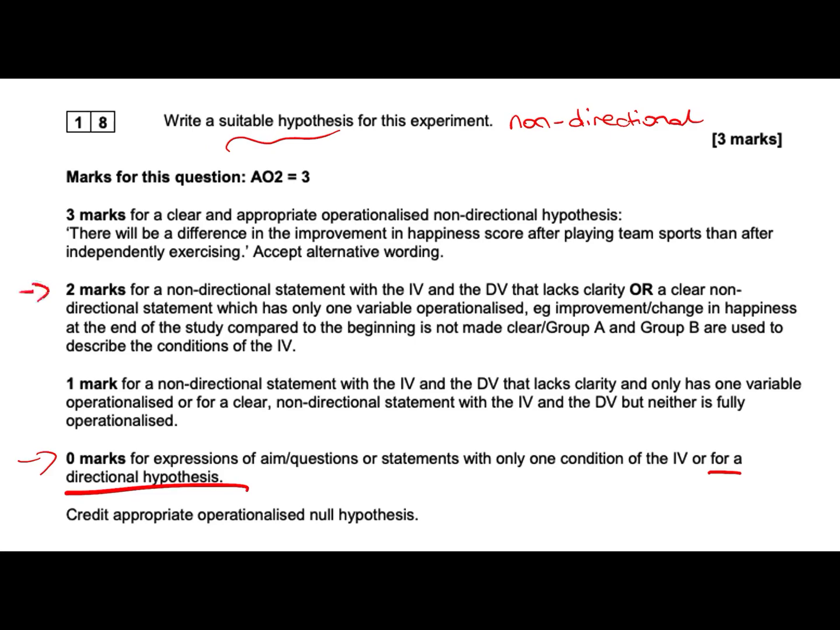So the DV is the improvement in happiness score. Most of you just said happiness score. And so unfortunately, you only operationalized one variable and therefore got a maximum of 2 marks. But the structure was good. Most people understand how to word a hypothesis. They just didn't operationalize their DV.